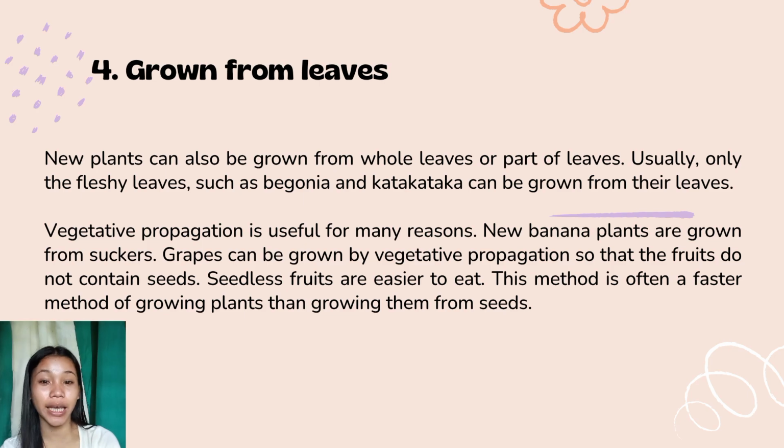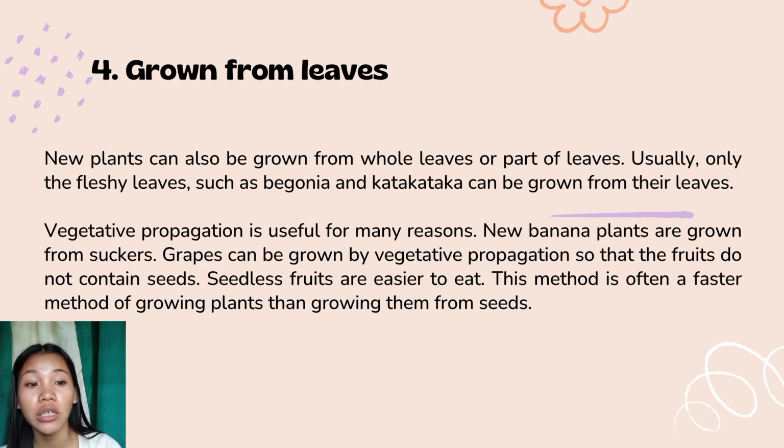And lastly, we have number 4, growth from leaves. New plants can also be grown from whole leaves or parts of leaves. Usually, only the fleshy leaves such as begonia and katakataka can be grown from their leaves.